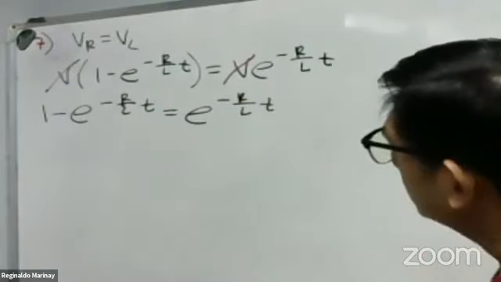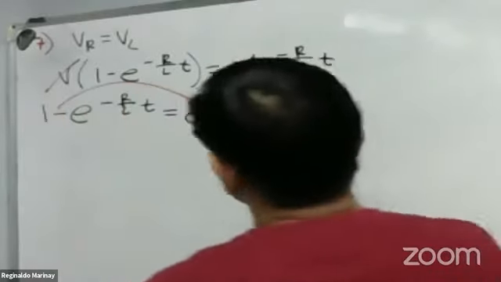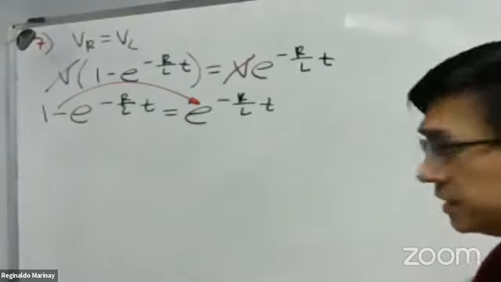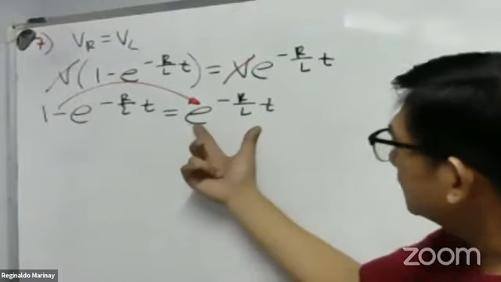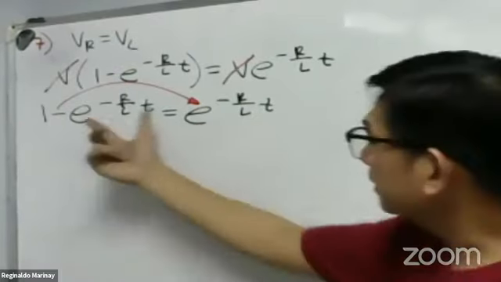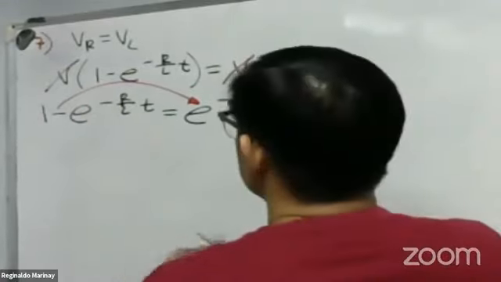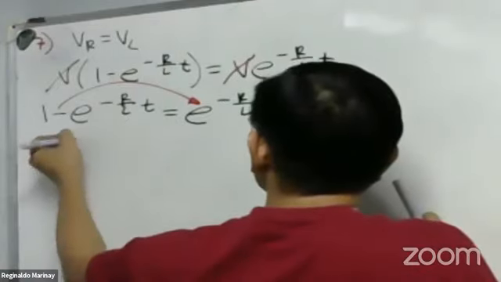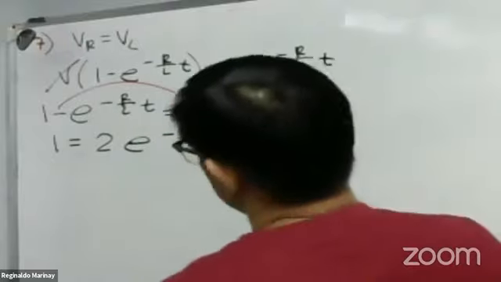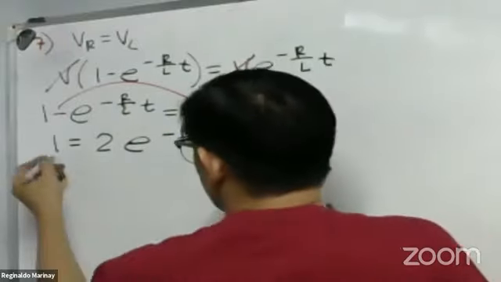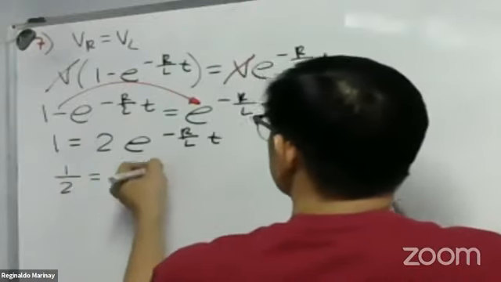Okay, let us transpose this. Negative will become positive. Take note, they are just the same, right? This equation is the same as this equation. So if they are just the same, you transpose this one, so there will be 2. So that is already 1 equal to 2 E raised to negative R over L times T. Therefore, we'll be having here 1/2 equal to E raised to negative R over L times T.